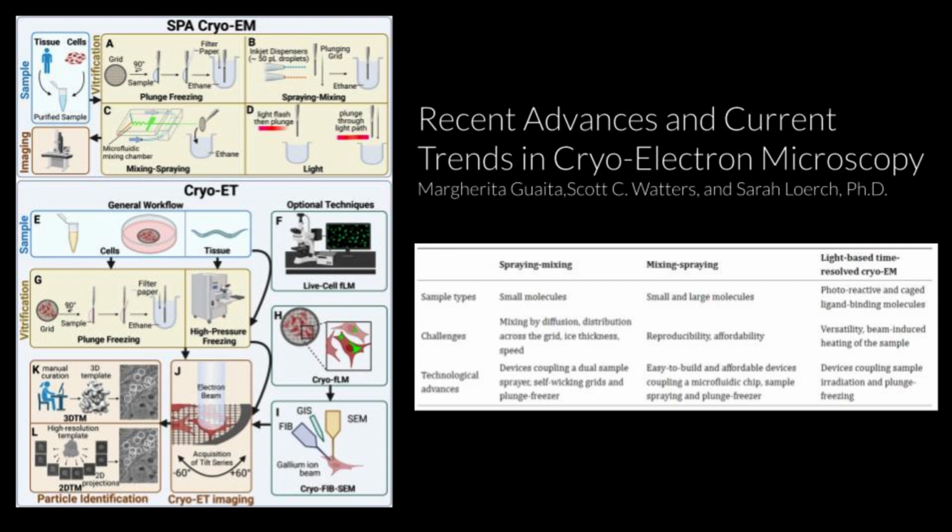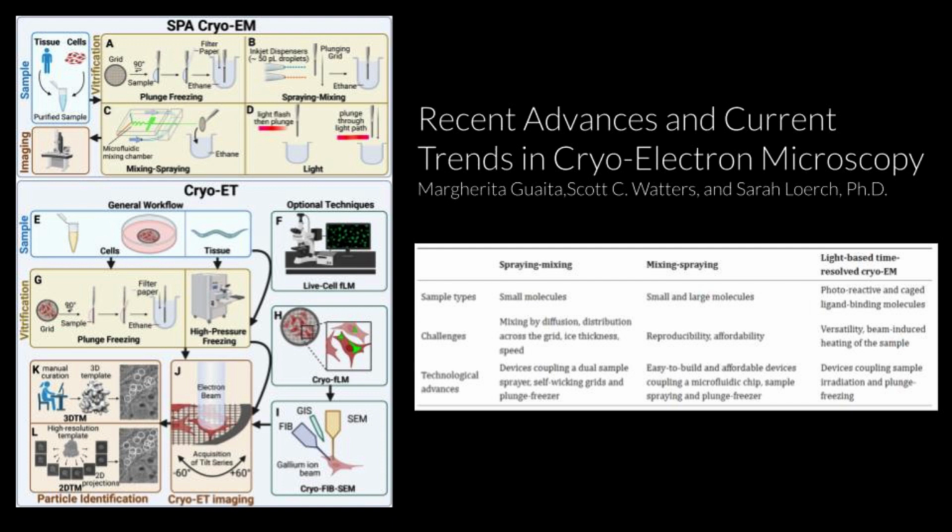Various time-resolved cryo-EM methods are used to capture reactions happening at different speeds in various specimens, shown here in row 1. Spraying mixing is good for small molecules that mix well, while mixing spraying works for reactants of both small and large sizes. Light-based time-resolved cryo-EM is limited to specimens sensitive to light, and recent tech innovations, shown in row 3, are improving the challenges in preparing samples and making time-resolved cryo-EM devices more reliable and accessible, automating much of the process shown in row 2.